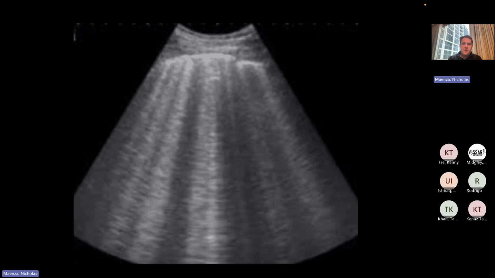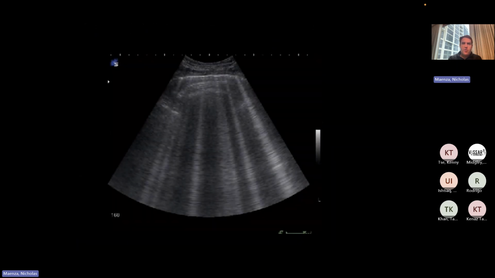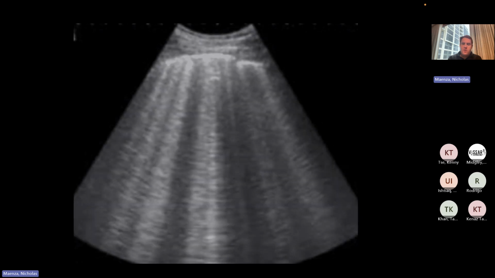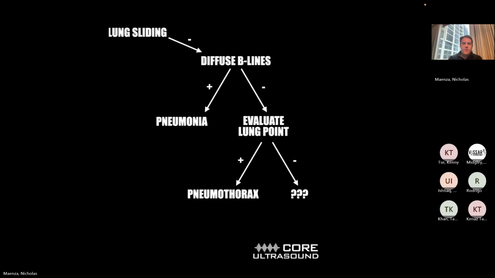And there's more examples as we get more and more. So over here, there's a couple B lines and there's more. And then there's a ton right here, and they're becoming confluent. So instead of one single line, they're grouping together and almost look like spotlights shining down. So you're doing your blue protocol, you evaluate for lung sliding, you do not see lung sliding, but you see B lines, that's telling you have a pneumonia.